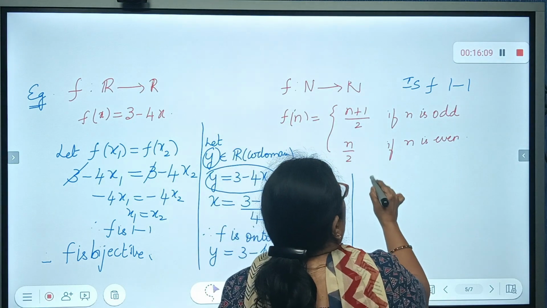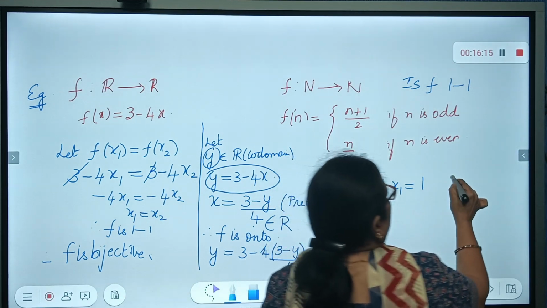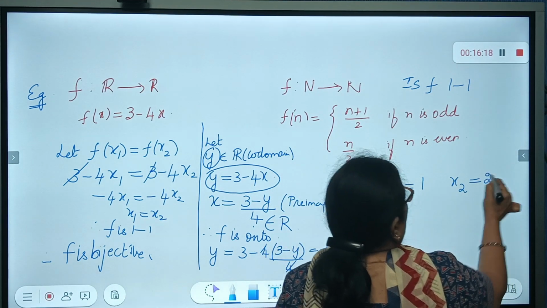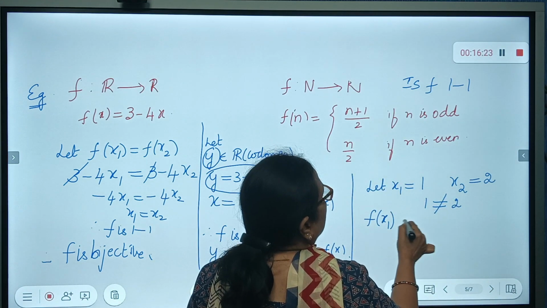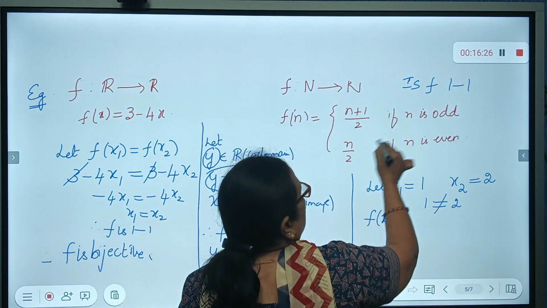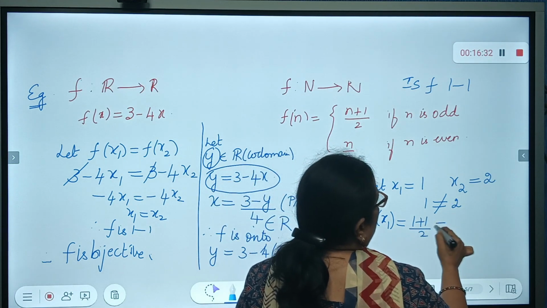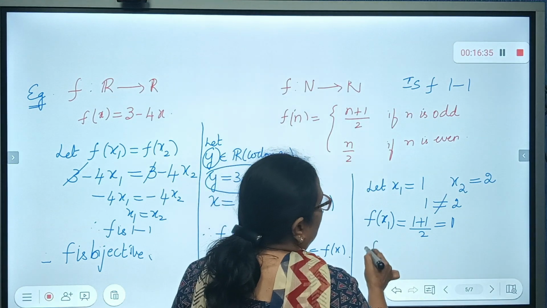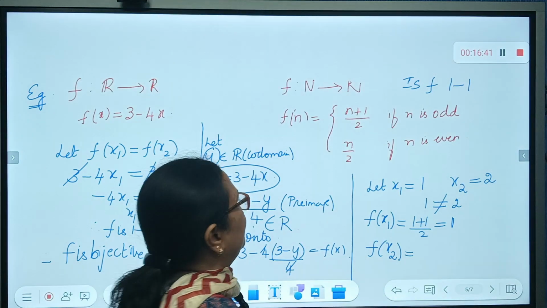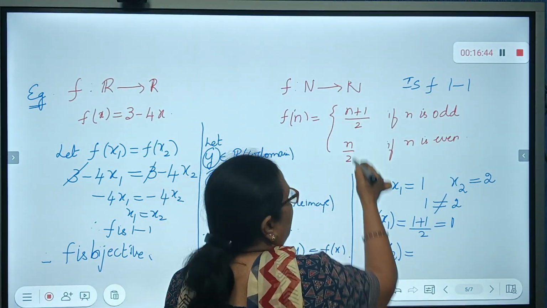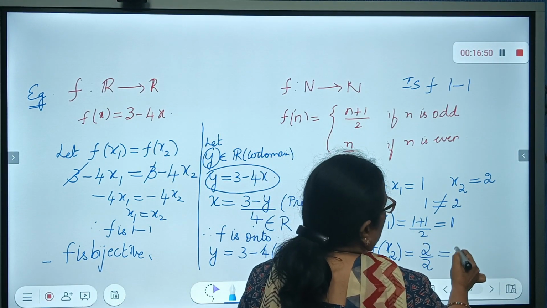Now, in this, let x1 be equal to 1. I'm going to take one odd number and another even number. Let x2 be equal to 2. 1 is not equal to 2. Now, what will be f of x1? x1 is an odd number, so I have to substitute here, right? f of x1 will be (1 plus 1) by 2, which is 1. What will be f of x2? What sort of number is x2? x2 is even. If n is even, f of n is n by 2, right? So f of x2 will be 2 by 2, which is 1.